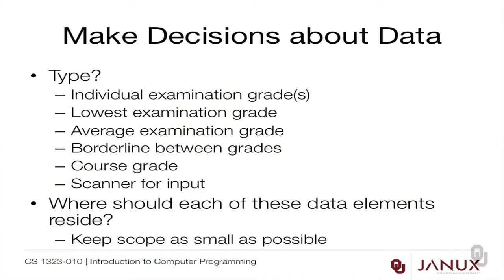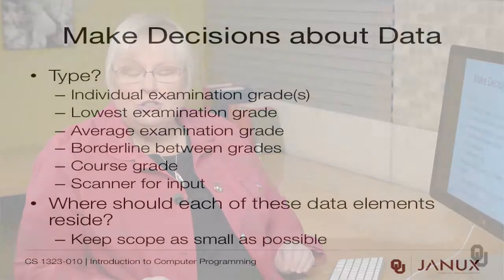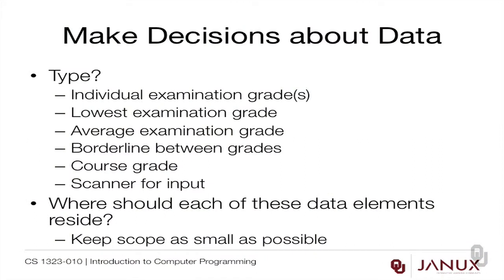So now we know what all of our data are. The next thing we need to think about is where should these data elements reside? Now, we could put them all in the main program, but remember, when we create methods, we're trying to keep our main program lean and mean, so we really don't want to do that. We want to have each variable in the smallest scope it can possibly be in.